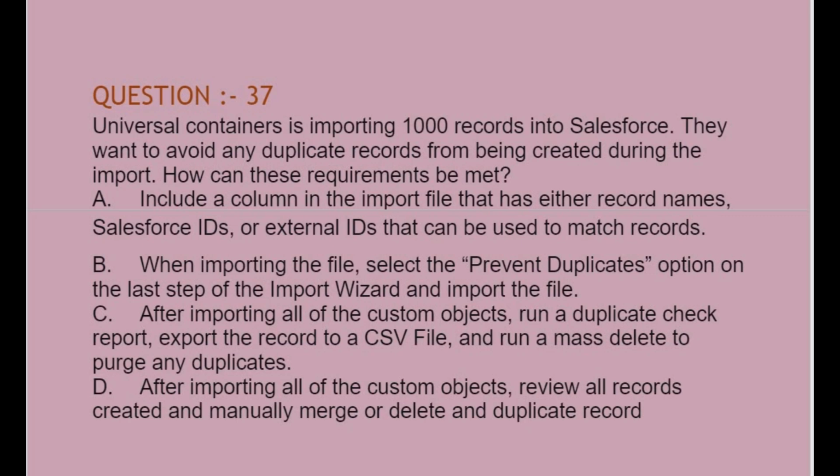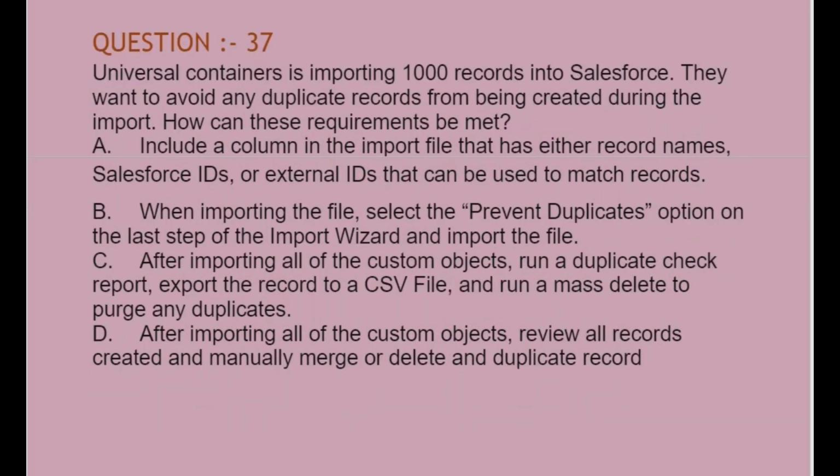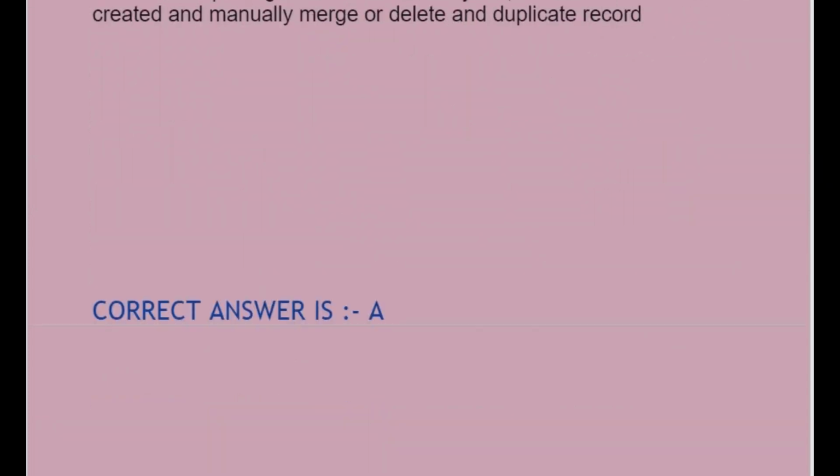Export the record to a CSV file and run a mass delete to purge any duplicates. Option D, after importing all of the custom objects, review all records created and manually merge or delete any duplicate records. Correct answer is option A.